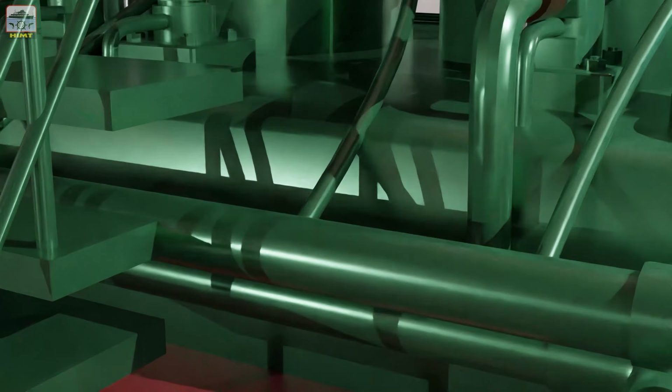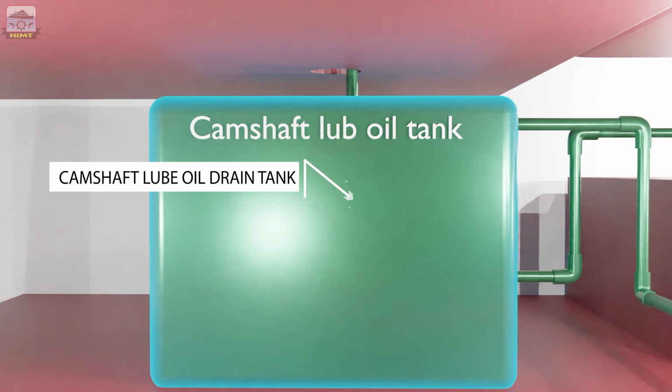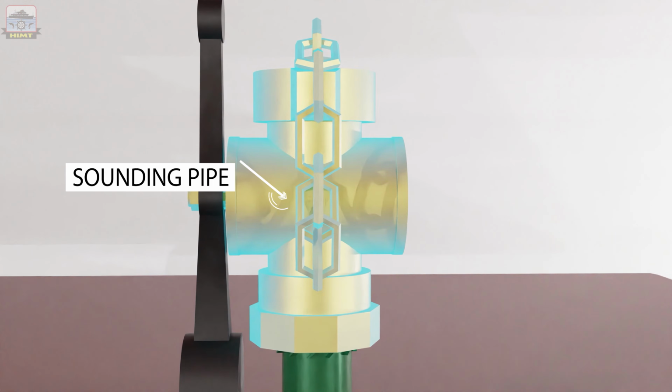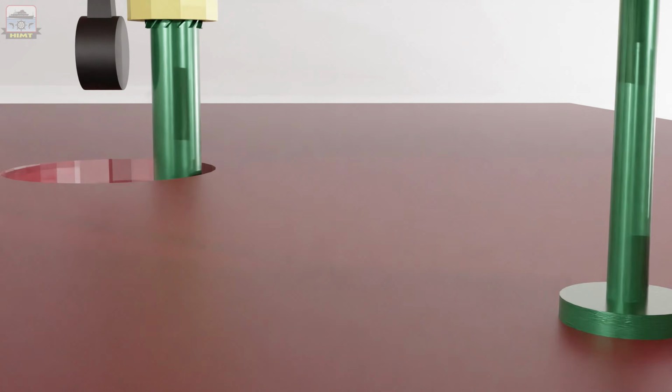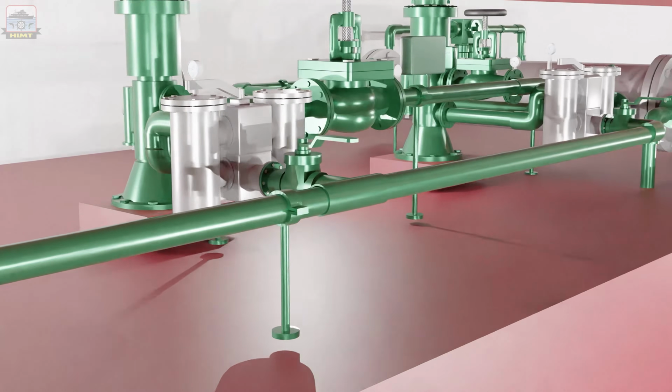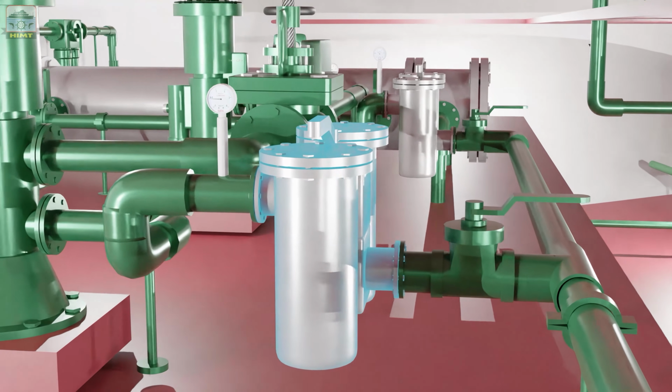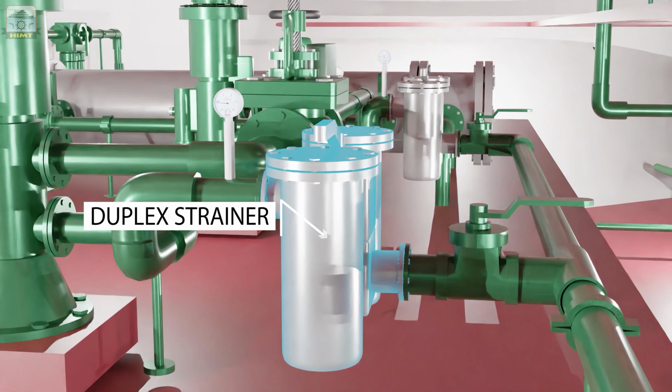The various components in the camshaft lubrication system are: camshaft lube oil drain tank. It is located above the tank top. A sounding pipe is provided to know the level of lube oil in the drain tank. A valve at the suction side of the camshaft lube oil pump. Suction side duplex strainer. A duplex strainer is fitted in the suction side of camshaft lube oil pumps to filter the coarse particles to protect the pump.